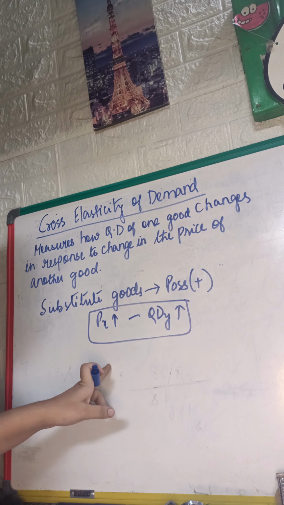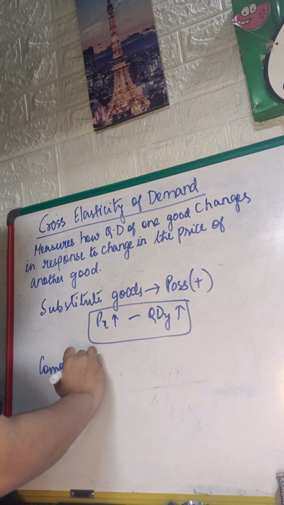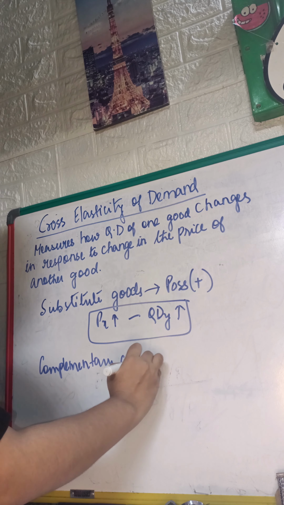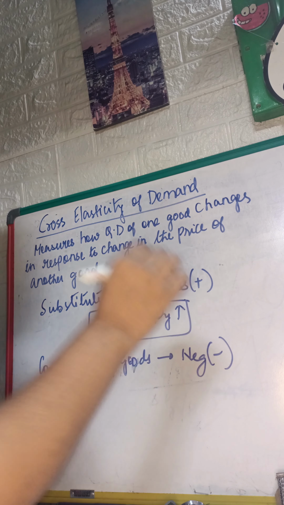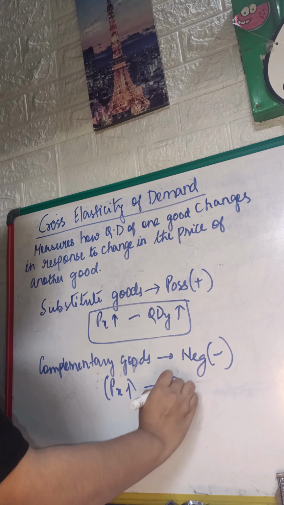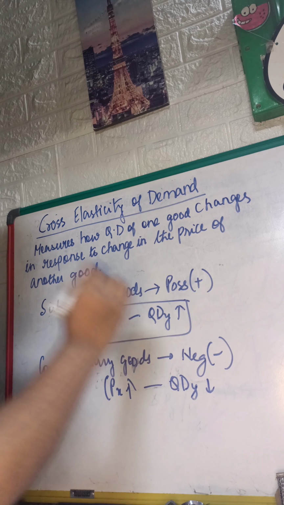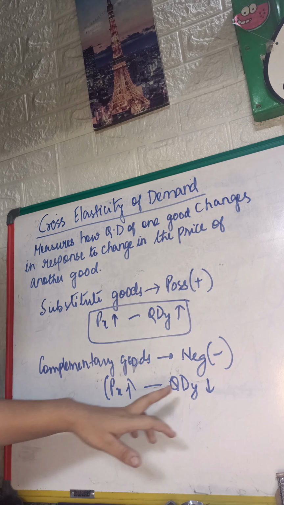In substitute goods it is positive; in complementary goods, the cross elasticity of demand will be negative. That is, when the price of X increases, the quantity demanded for Y will fall. Because we know what a complementary good is: goods that we use together, that complement each other. So when the price increases, the quantity demanded will fall. There will be a negative relation.